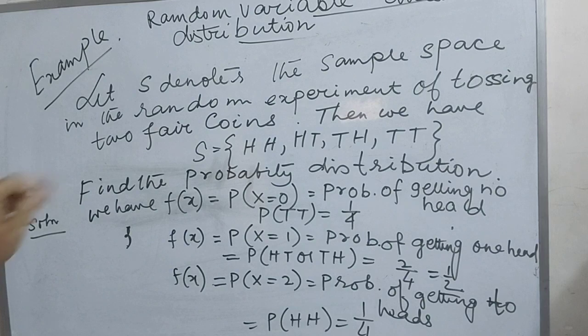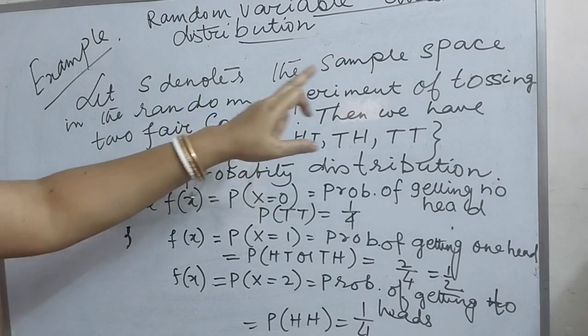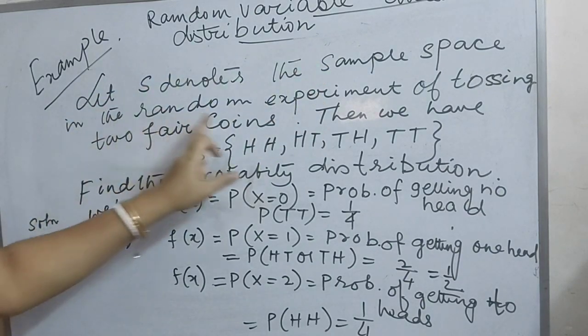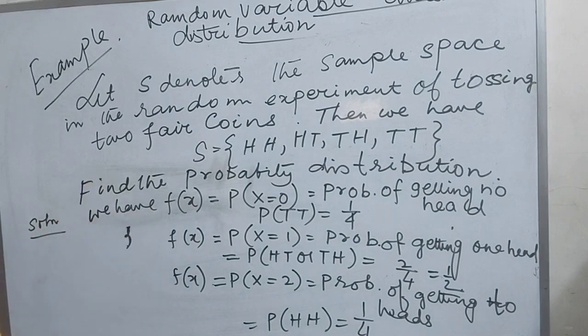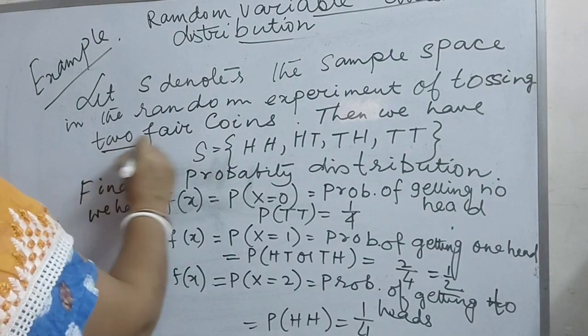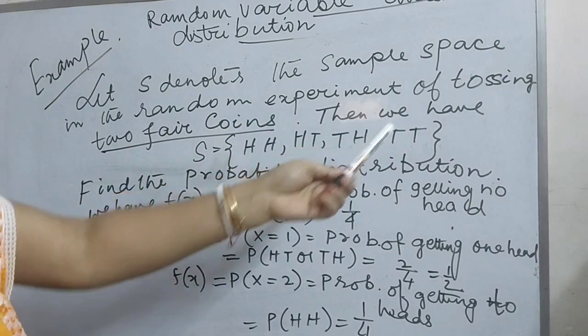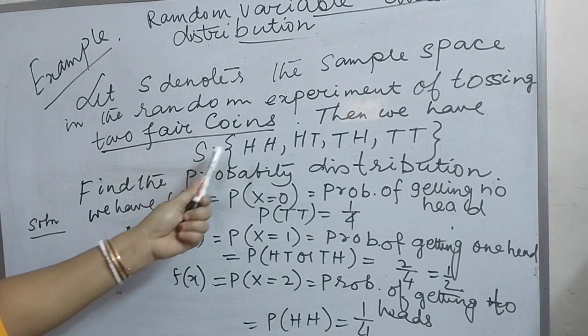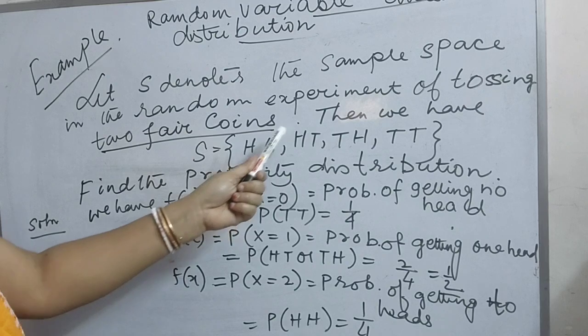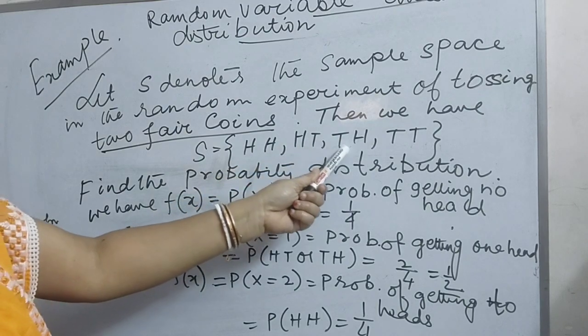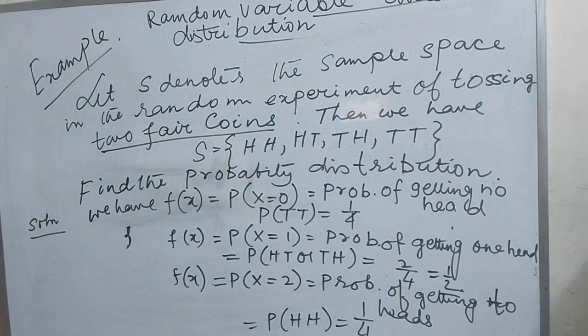First example is, let S denote the sample space in the random experiment of tossing two fair coins. Then we have the sample space HH, HT, TH or TT. Find the probability distribution.